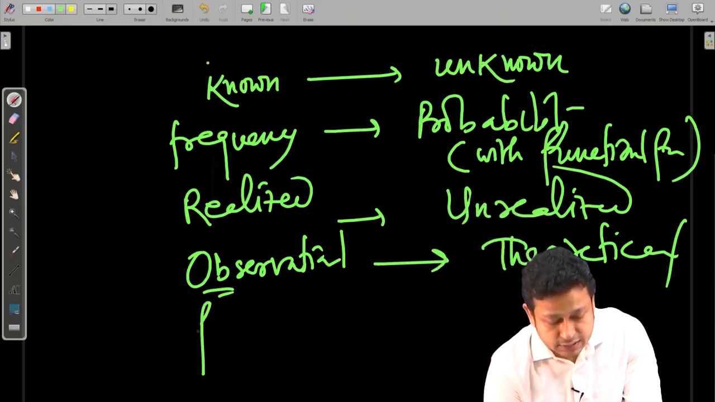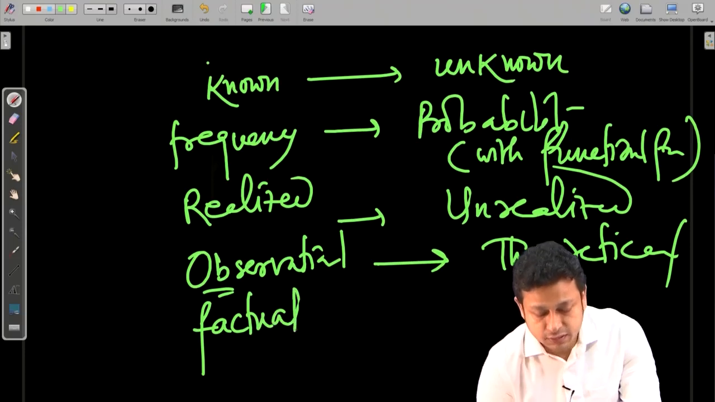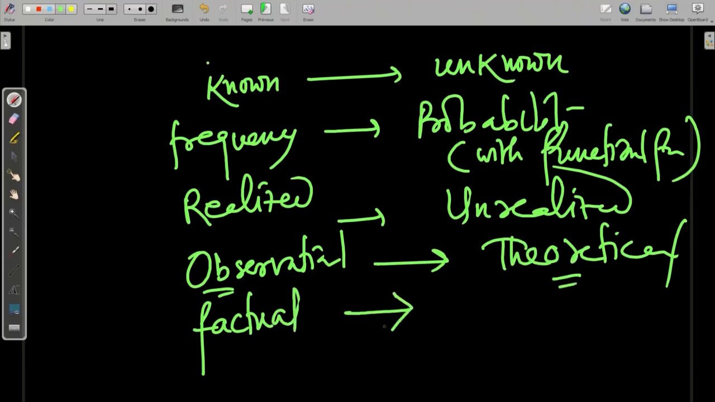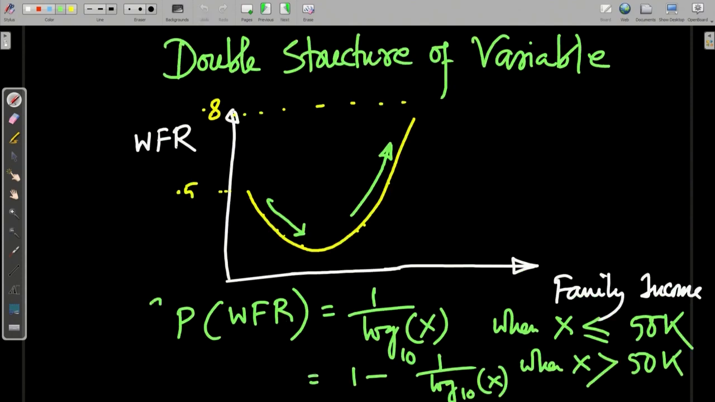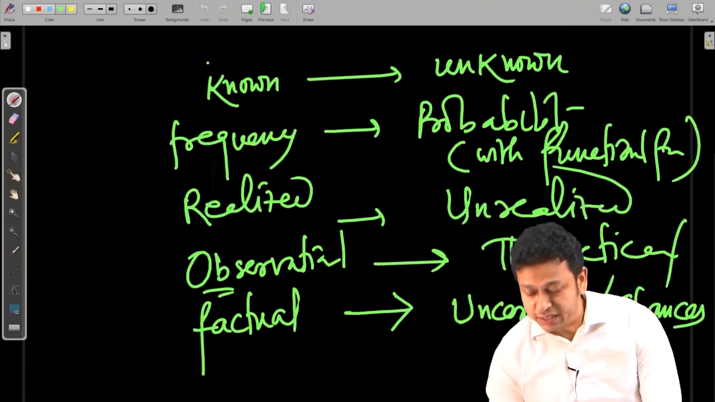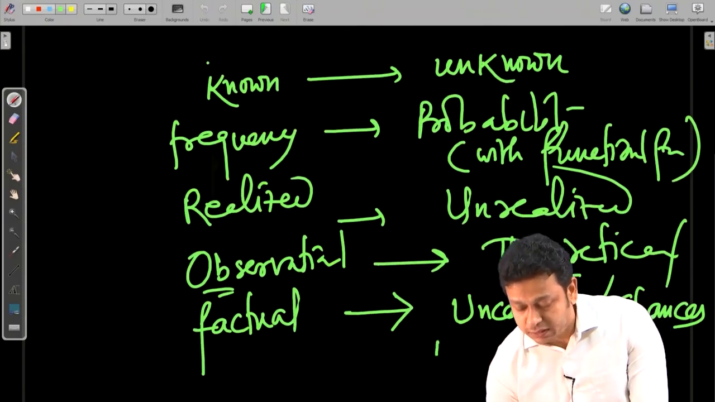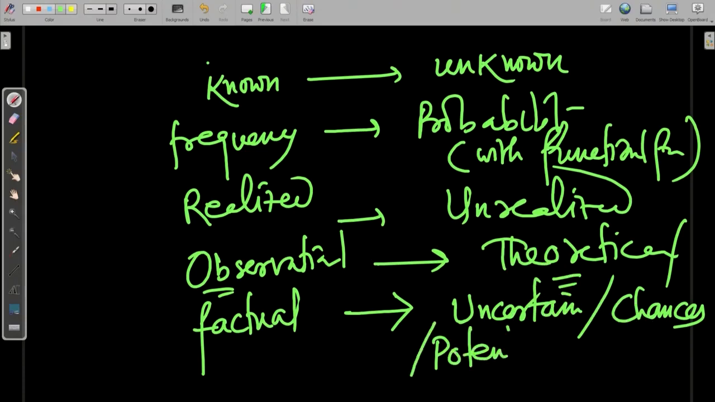It is a factual thing. You actually see the facts, it is factual, whereas this one that you saw is more uncertain, or here the chances are involved. So this is what you have been talking about. There has to be some chances which are needed. And also here, when I use this formula to create a new distribution, this becomes my potential distribution. This is a potential distribution.